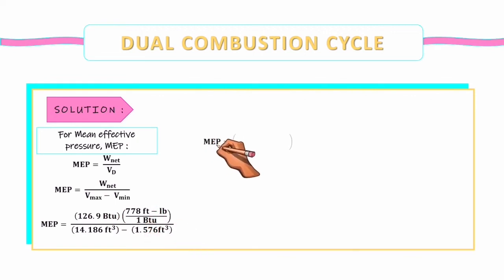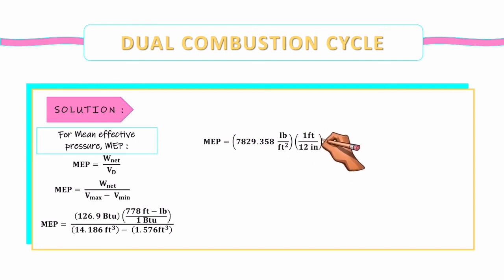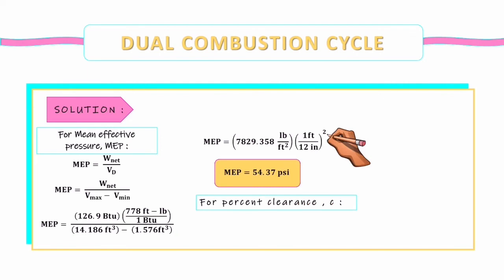So, MEP is equals to 7,829.358 pound per square feet multiplied by 1 feet per 12 inch raised to 2. So, MEP is equals to 54.37 PSI.